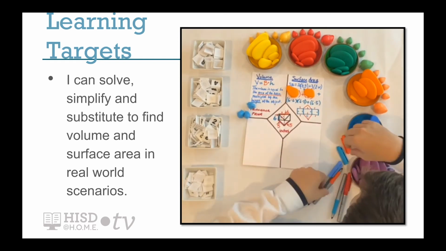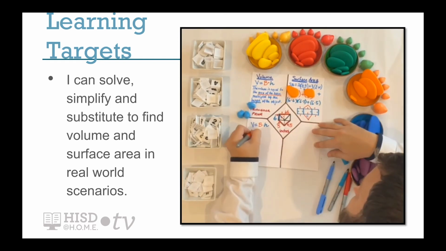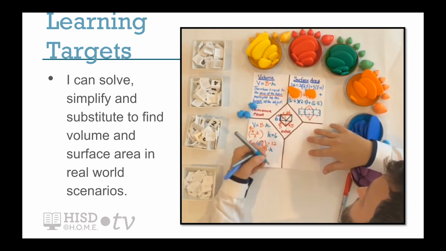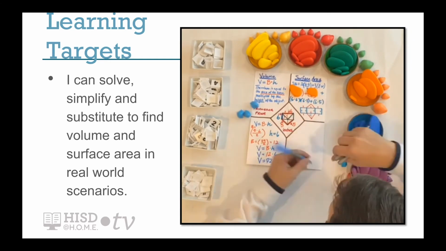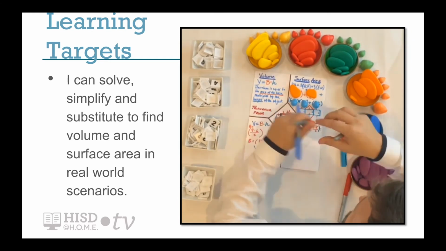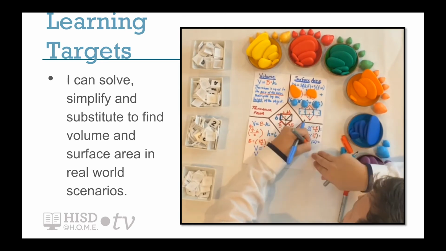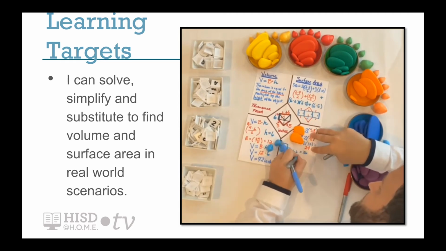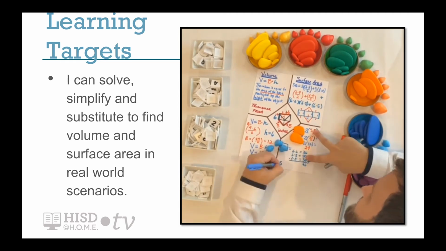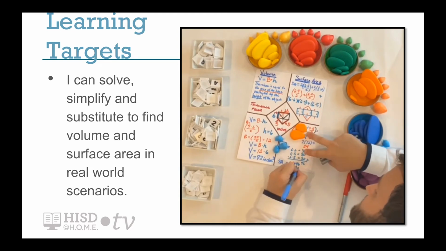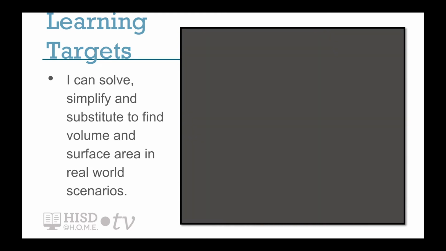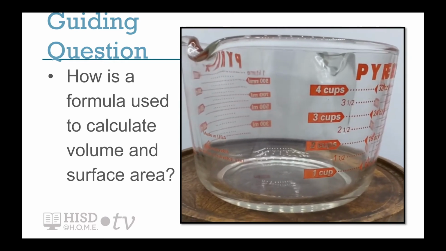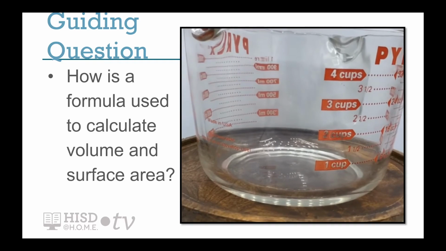The surface area means we will take each individual side and add up the areas. We have 2 triangles and we have 3 rectangles. To compute the final surface area, we'll substitute our values into the equation and simplify. Your guiding question is, how is a formula used to calculate volume and surface area?